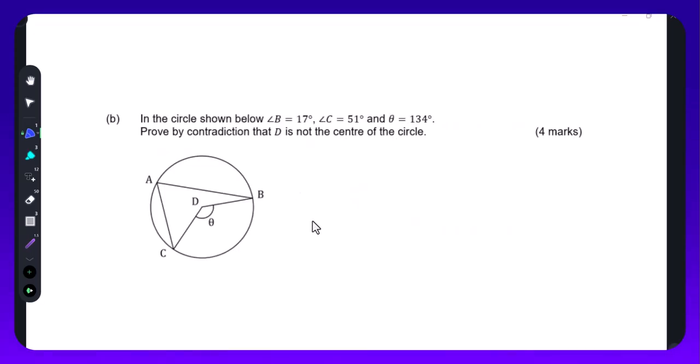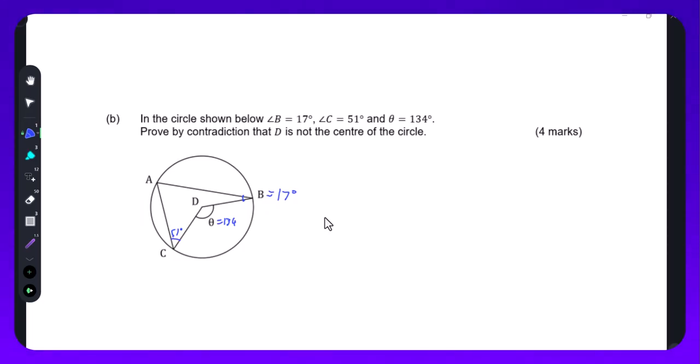For this one here, we've got angle B is 17, so I'm going to do a little line there and say it equals 17 degrees. Angle C is going to be 51 degrees. And theta is 134. Prove by contradiction that D is not the center of the circle.